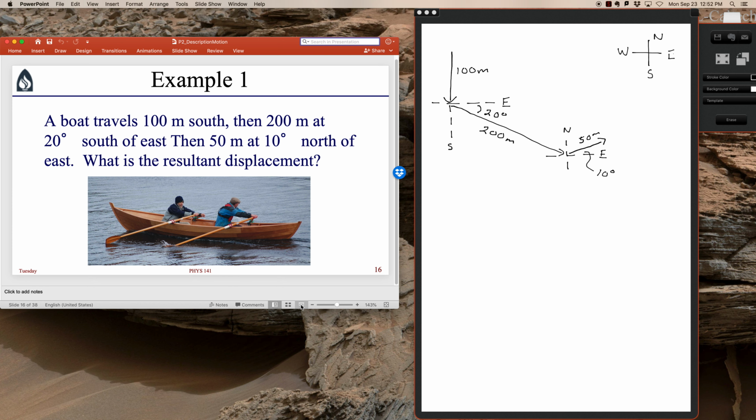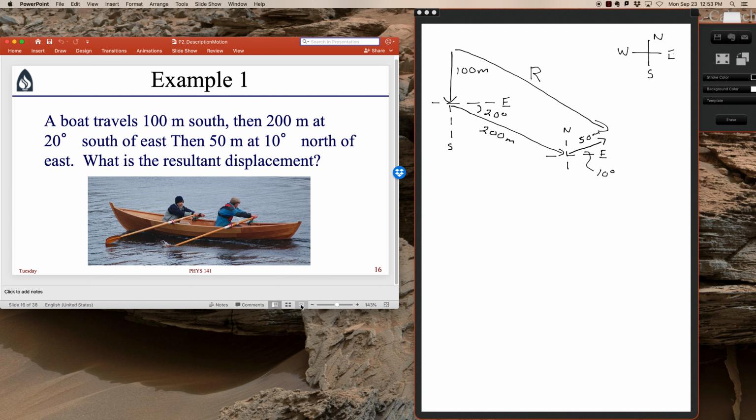And when I add those 3 vectors together, I will get a resultant vector that goes from the tail of the first to the tip of the last, something like that. This will be my resultant vector. And so I need to figure out the length of that resultant vector and also what angle it is pointing.